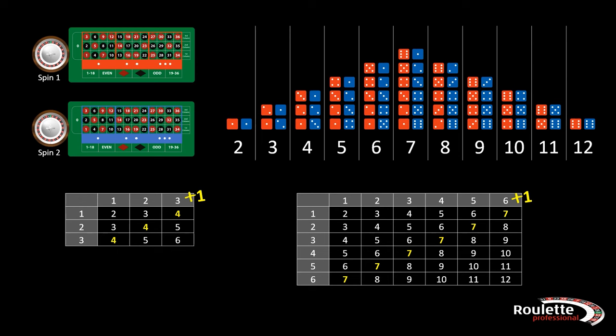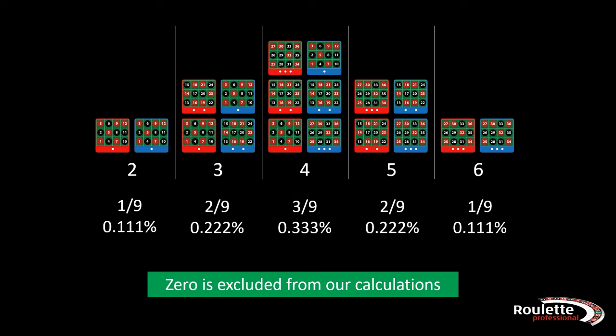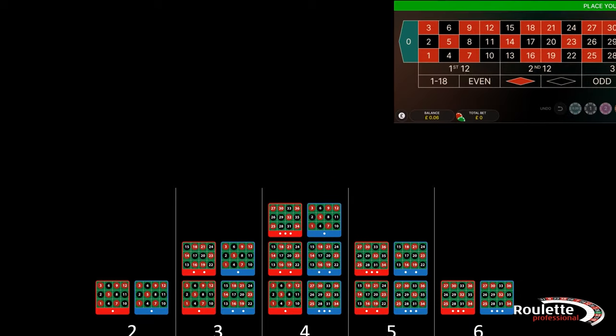So, let's put away the dice and focus on roulette. Remember, we are ignoring 0 in this example, so the calculations shown are not 100% accurate, but that isn't important to the method we are trying to explain. So how does all this help us predicting where to bet? Let's bring in some real spins to show how this works.